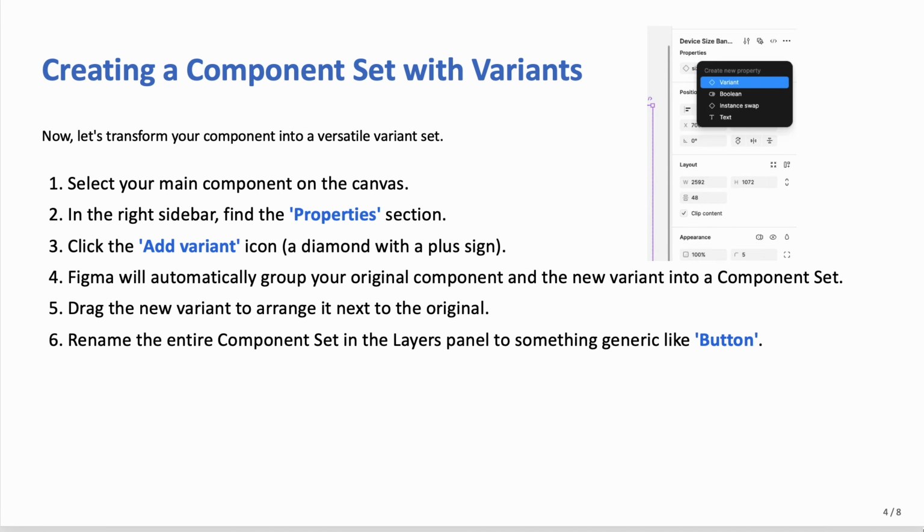Select your main component on the canvas. In the right sidebar, find the properties section and click the option to add variant. Figma will automatically group your original component and the new variant into a component set. After that, drag the new variant to arrange it next to the original and rename the entire component set in the layer panel to something generic like button.